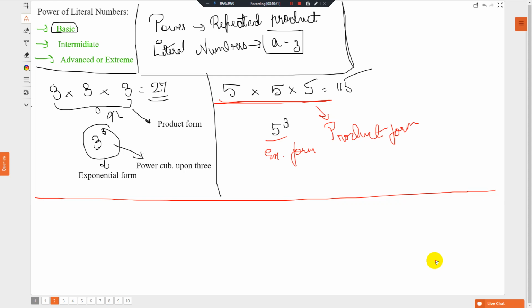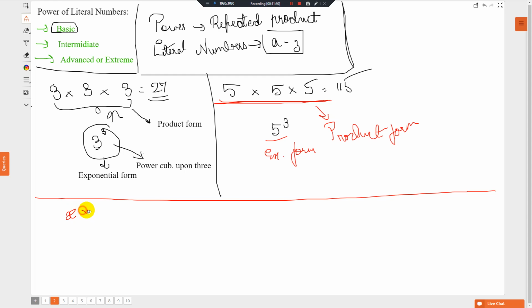We have learned this with numbers, but in literal numbers we have alphabets. But how to use those alphabets? Simple. In place of numbers, there will be literals given, like x.